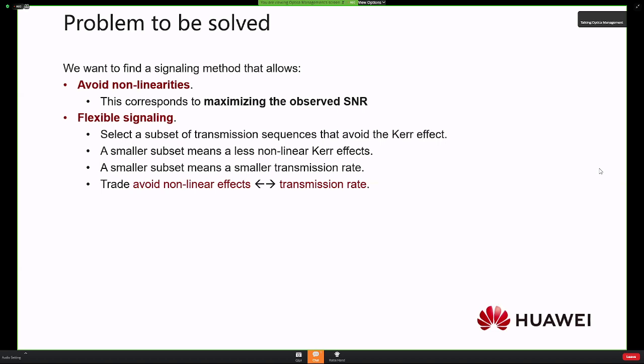And this is what we're trying to achieve here by avoiding non-linearities. Something else that was also mentioned is that we want some sort of flexible signaling, which means that we only select a subset of transmission sequences, and then we can trade the nonlinear effects that we create versus the transmission rate that we want to use. Now what I'm going to show you next is my nail that I'm hammering on, with kind of the same methods.